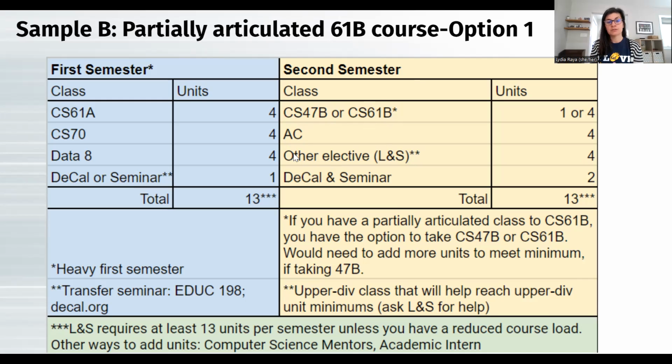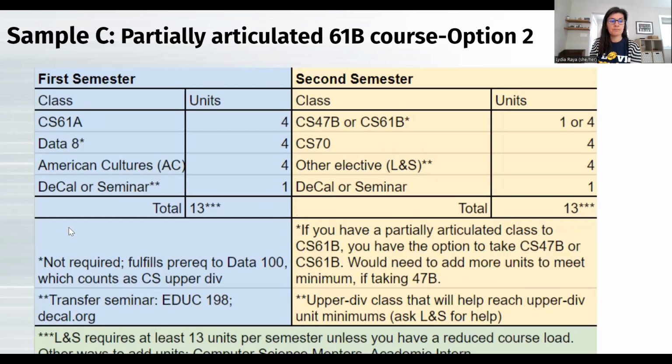American Cultures. And then you do need to take 13 units. So you also want to think about, oh, if I only take 47B, I need to make up those units somehow. That's option 1. And then here's option 2. This is just separating 61A and 70, which you probably would be happier with.